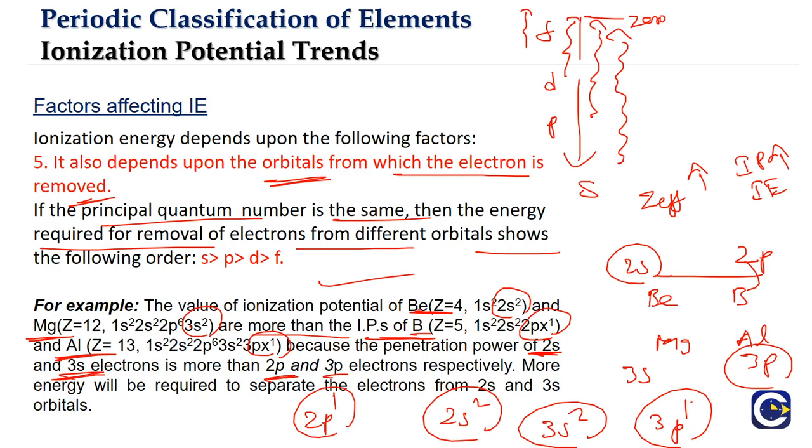So disturbing that fully filled s is going to require a significant amount of energy, isn't it? Whereas in boron, we have a lone electron sitting in 2p, and in aluminum, a lone electron sitting in 3p. So it will be easy to remove the lone p electron than to disturb the fully filled s subshell structure. So which principle are we using here? That half filled and fully filled point. So that is another reason we can provide for why the ionization potential of beryllium is more than boron and magnesium is more than aluminum.